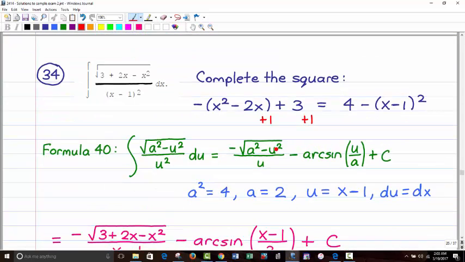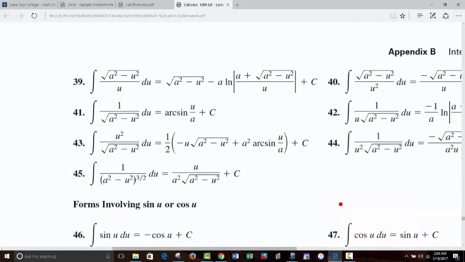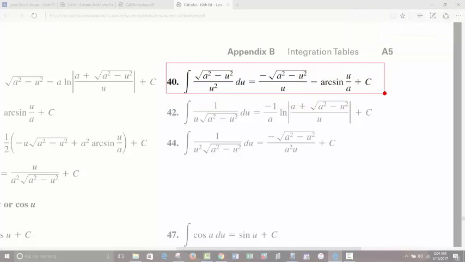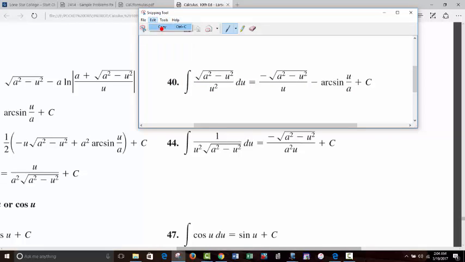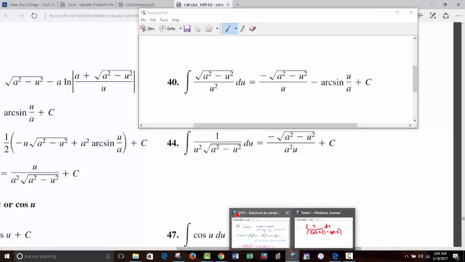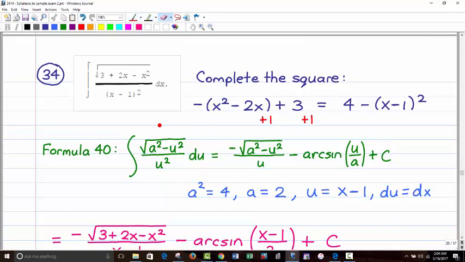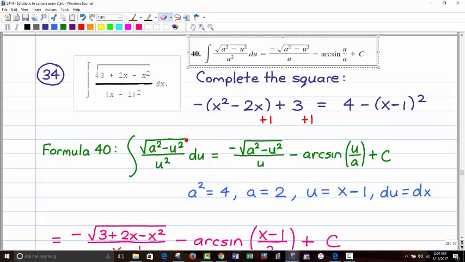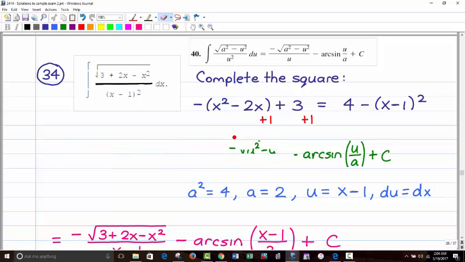Number 34, to make it fit this formula 40, which I'll dig out right now. Alright, so let's snip this out of here. Alright, so this one is interesting algebraically because of having to complete the square to make it fit.